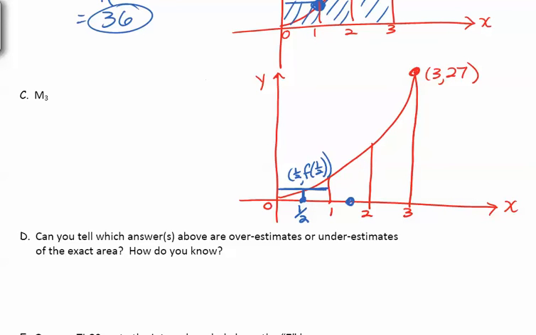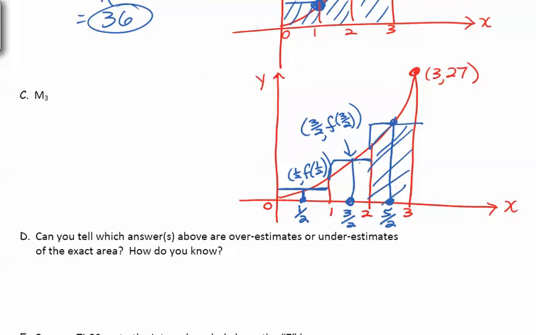And our next midpoint would be at 3/2. So this rectangle is going to have its height here will be f of 3/2. And then we're going to measure our last rectangle right in the middle of the interval. So let's use 5/2. So now we're going to be adding up these shaded regions.